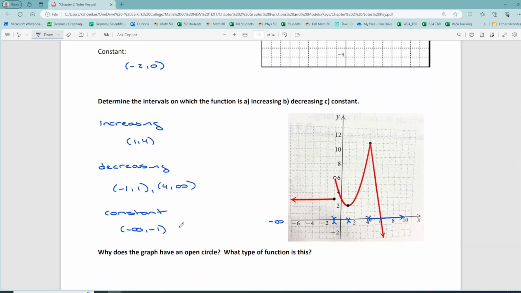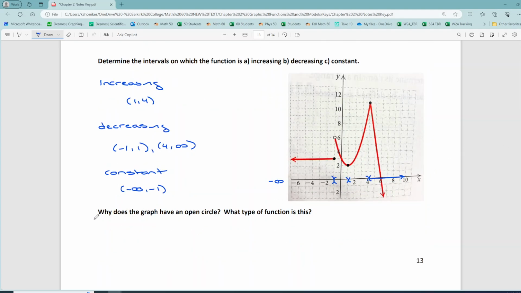This graph is decreasing. Now, just a couple follow-up questions on this one, just to lead us into what we're going to do next. Why does this graph have an open circle? Well, because if it didn't, it would not be a function. So the graph has an open circle because this is a graph of a function. It says on which the function is. So there's an open circle because there's a closed circle beneath it. So what should we say? Why does the graph have an open circle? To maintain being a function. I'll probably come up with different wording over the years.